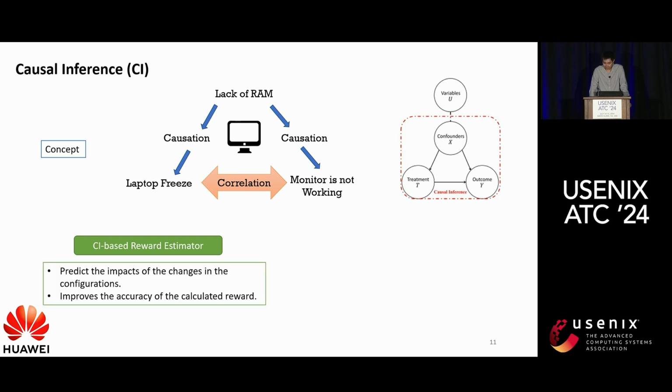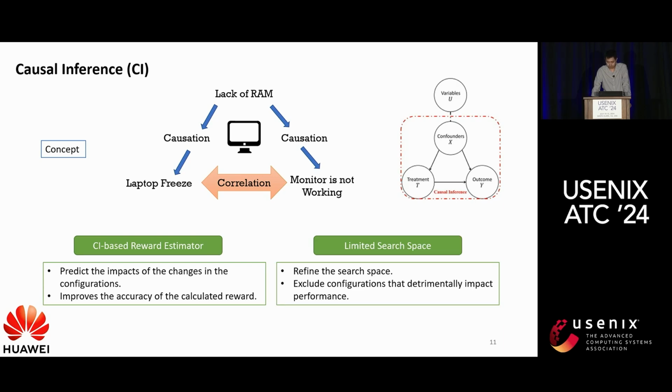Config-Snob uses CI to precisely estimate rewards and to ensure that the selected configurations for new connections are less prone to negative experiences. So by predicting the impacts of changes in the configurations, using CI among different network conditions, the CI-based reward estimator can improve the accuracy of the calculated reward. Moreover, CI is utilized to refine the search space by excluding the configurations that have a bad impact on performance for sure.